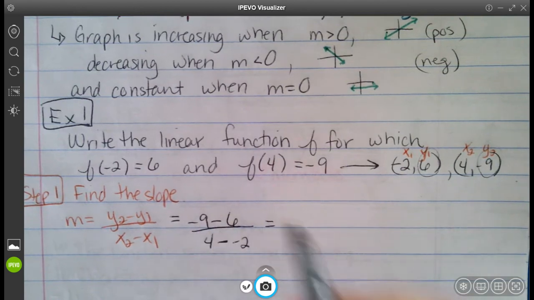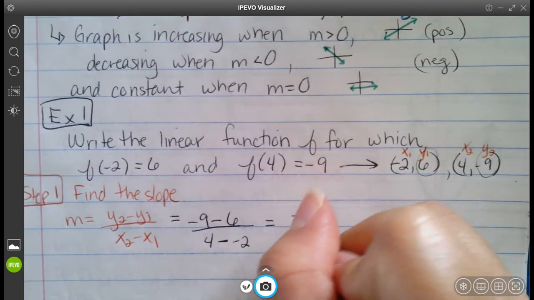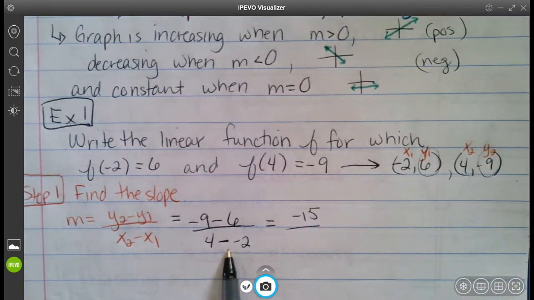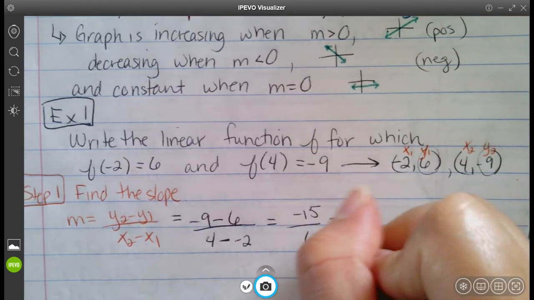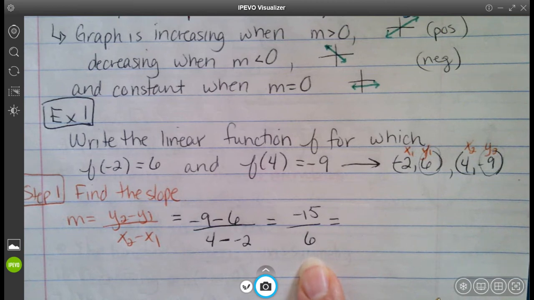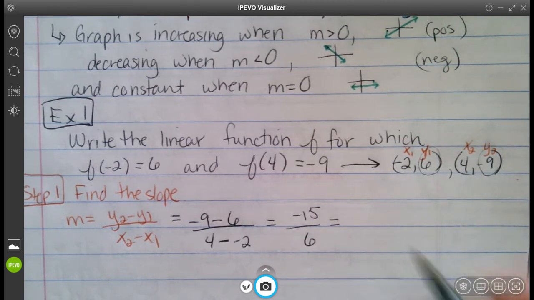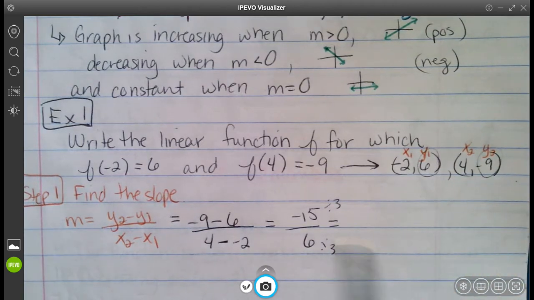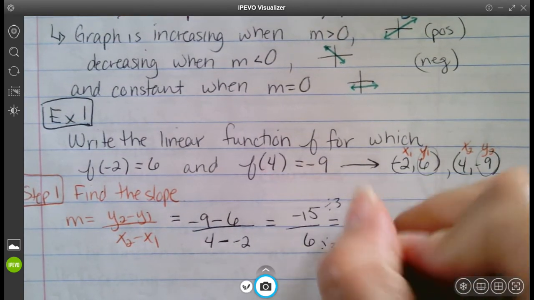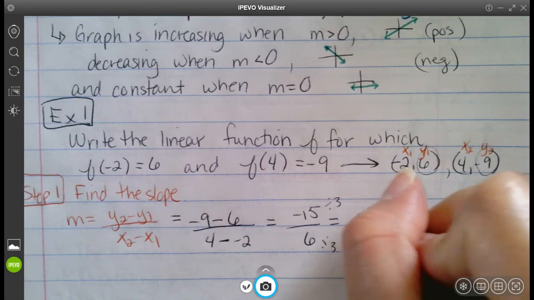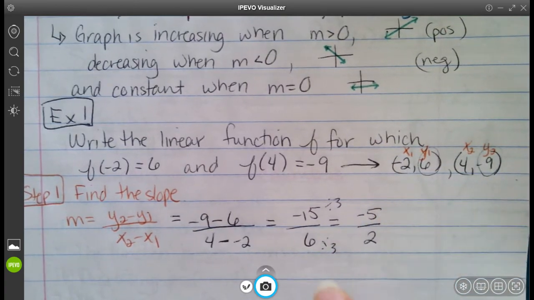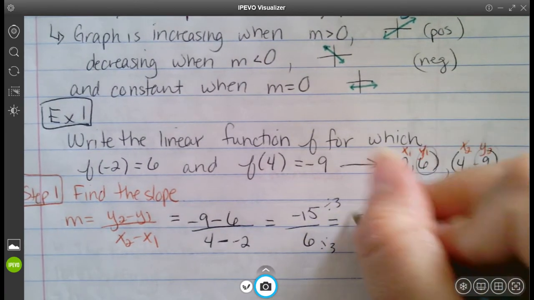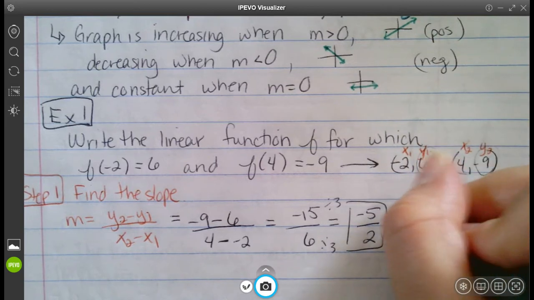Negative 9 minus 6 is negative 15. 4 minus negative 2 is the same as 4 plus 2, which is 6. And I can simplify this by division by 3. So if I divide the top and the bottom, or the numerator and the denominator, by 3, I get negative 5 over 2. And this would be our slope. Okay, this is the slope.